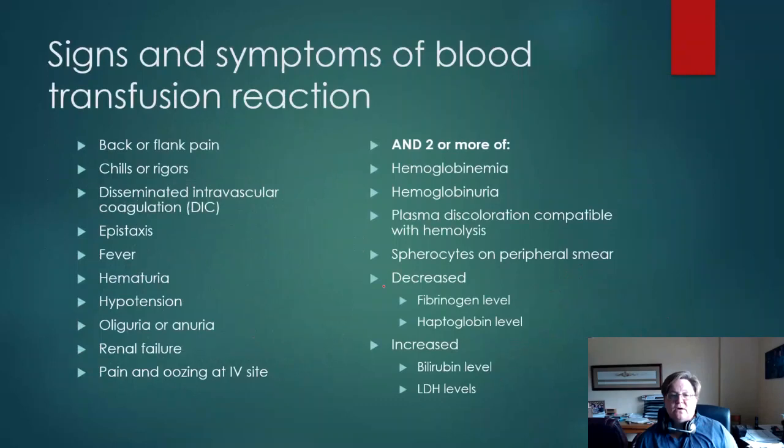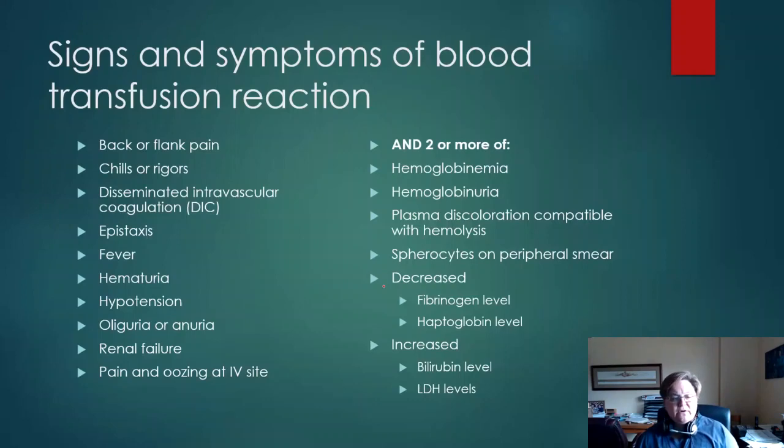So what our patients actually exhibit in a blood transfusion reaction: back or flank pain. They can have chills or rigors. Rigors are like when they're so chilled that they are really stiff. They can have a condition that we'll talk about at the end of this semester that's called DIC, or disseminated intravascular coagulation. It actually involves both clotting and excessive bleeding at the same time.